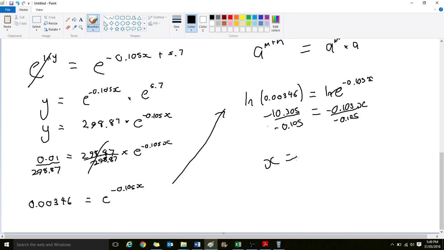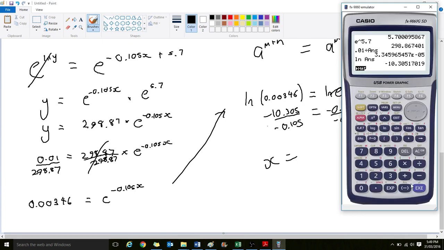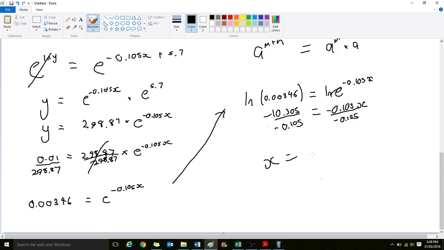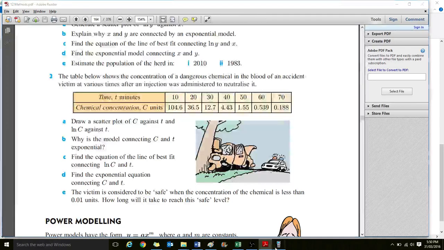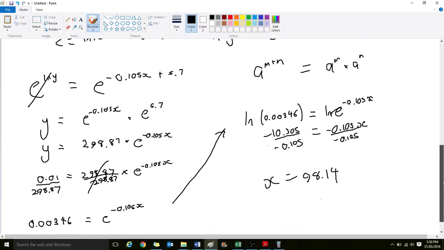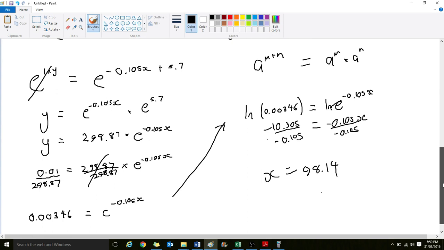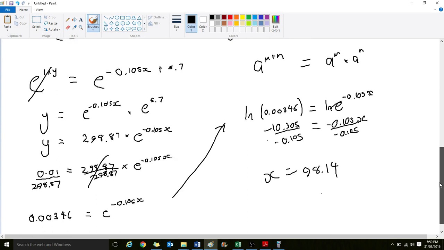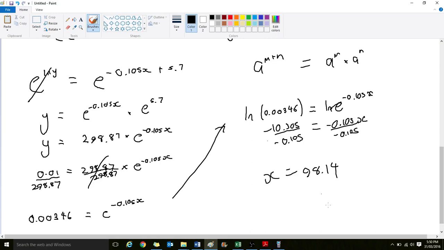Okay, and so we have x is equal to, divided by, okay, 98.14. All right, and what it's asking is, it says it'll be safe when the concentration is less than this. Okay, so at 98.14 minutes, the concentration is at 0.01, so it needs to be greater than 98.14 minutes. So an appropriate answer might be 99 minutes.